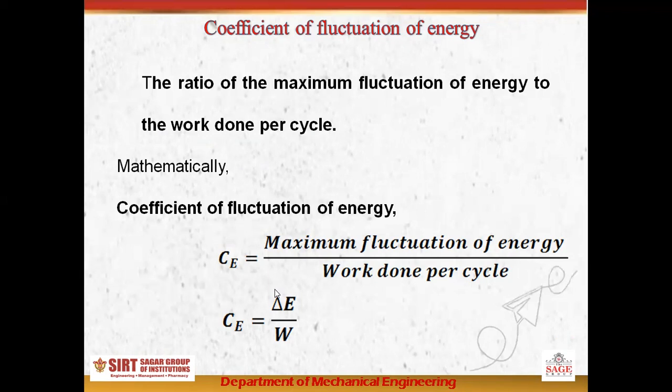We can calculate the maximum fluctuation of energy by the determination of maximum fluctuation of energy in the flywheel. And also, we can calculate this delta E, the maximum fluctuation of energy, in the derivation of the energy stored in the flywheel. We will discuss this at the end of this lecture. First of all, we have to calculate the value of work done per cycle.